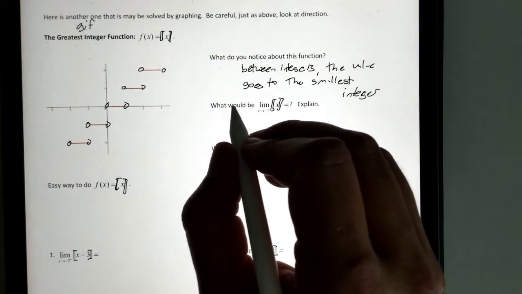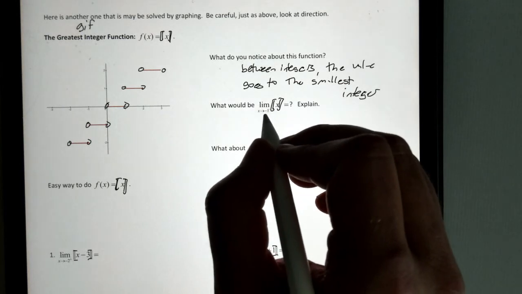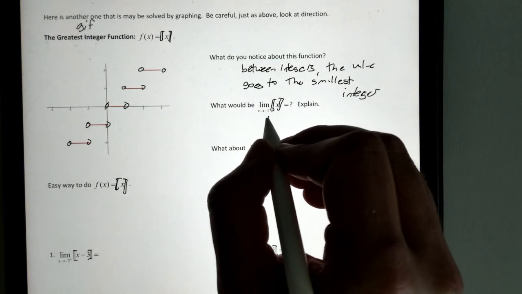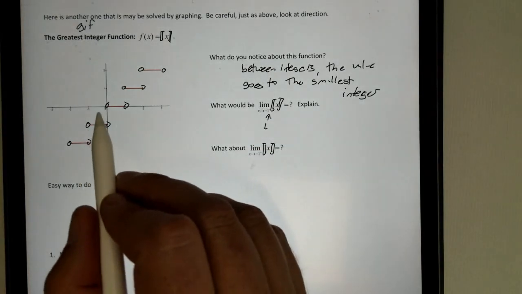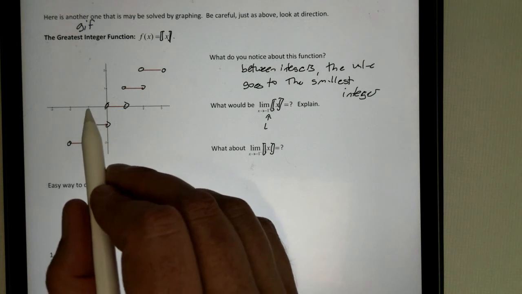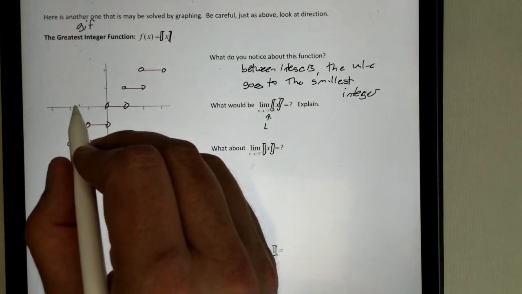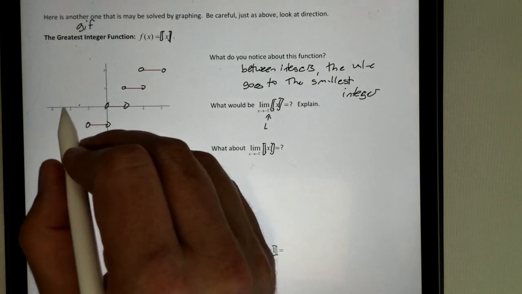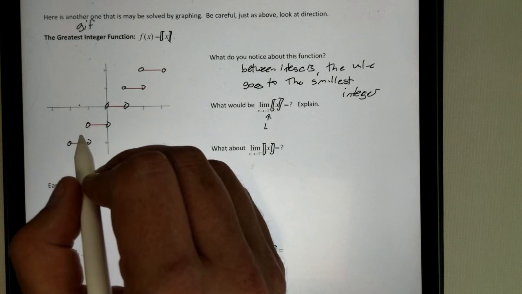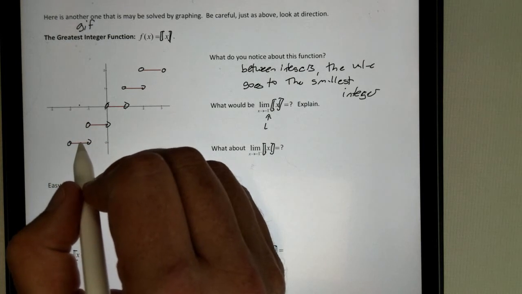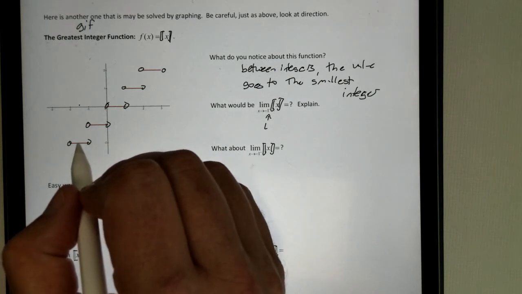So let's say we want to find the limit of the greatest integer function as x approaches -1 from the left. Here's -1, but we want to be to the left of -1. Anywhere to the left of -1, we can't go to -2, that goes too far. What value are we on? -2. So we go to the greatest integer that we always pass.